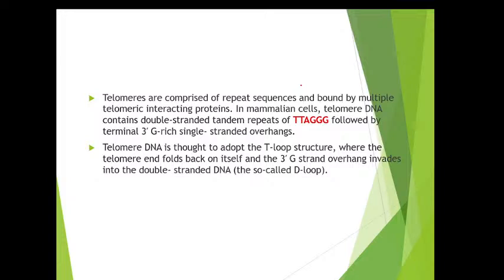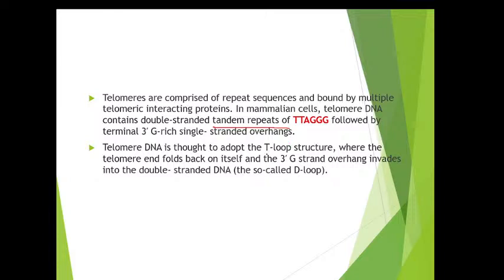Coming to the details of the telomeres, they have highly repeated DNA sequences. They are composed of repeated sequences called TTAGGG, also called tandem repeats. In mammals, the telomere DNA, or the DNA at the tip of the chromosome, has a tandem repeated sequence like TTAGGG, TTAGGG, and it is followed by a 3' rich single-stranded overhang.